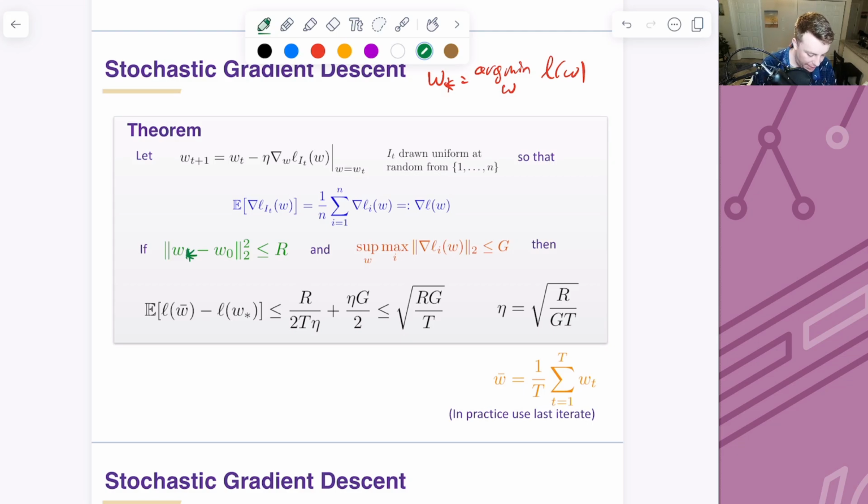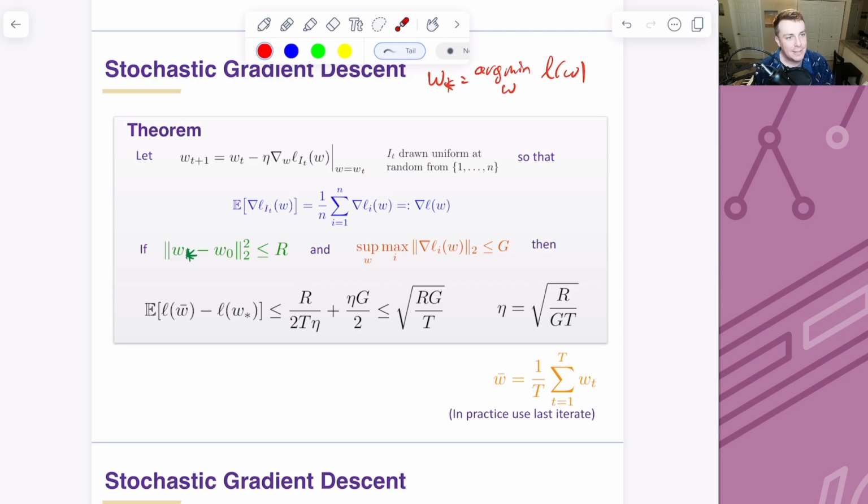It's saying that the expected value of the loss of our average iterate. So what is this? W bar. W bar is the average set of coefficients across my whole gradient descent path. It's defined over here. This is saying that over each time t, I'm just averaging what all my coefficients are.